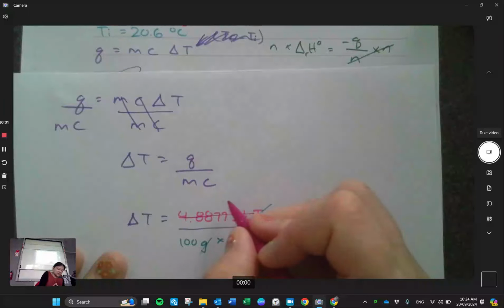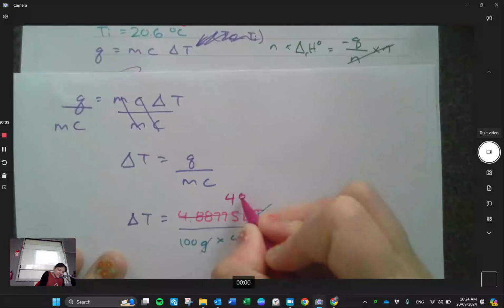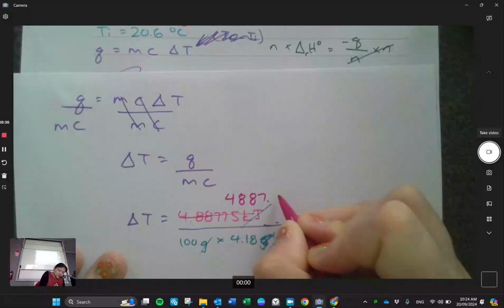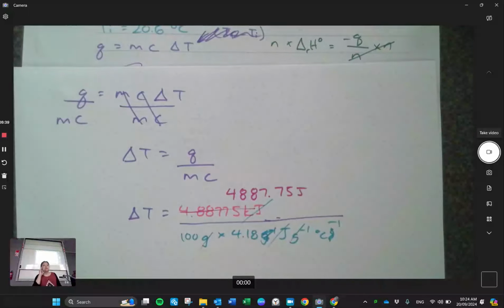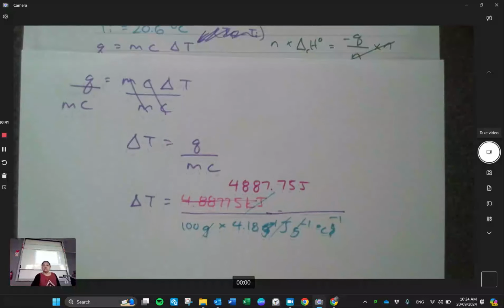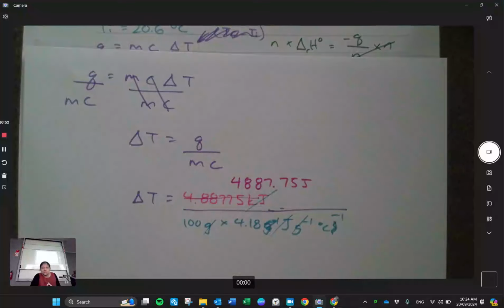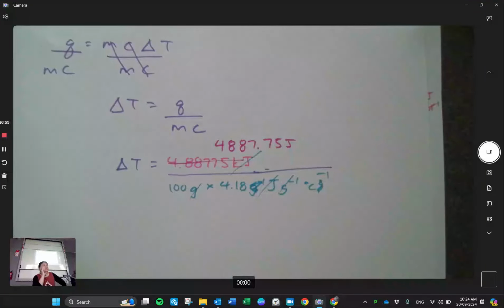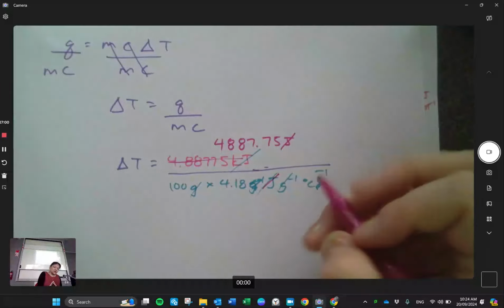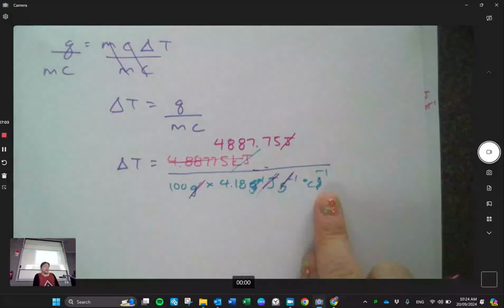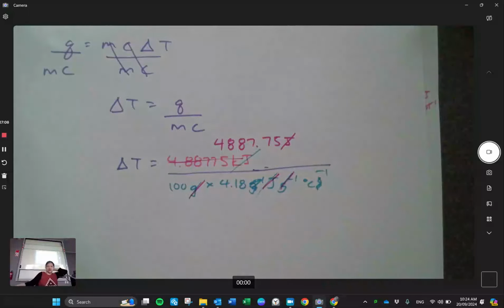So I times it by 1,000. So this should actually be 4,887.75 joules. I think that is the number I want. Oh, they've already rounded it. That's why. Okay. I'm not rounding it. Catching all of Mrs. Mistakes today. All right. So the joules now cancel out with the joules. The grams cancel out with the grams. I'm left with the degrees Celsius, and that's per degree Celsius. So now I have degrees Celsius again. All right. Now we're on the right track, team.